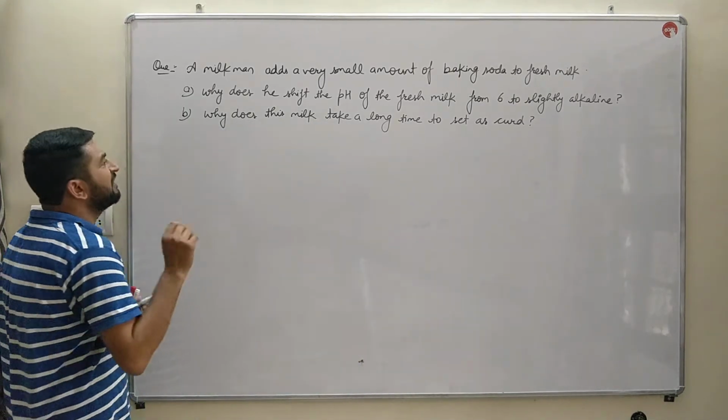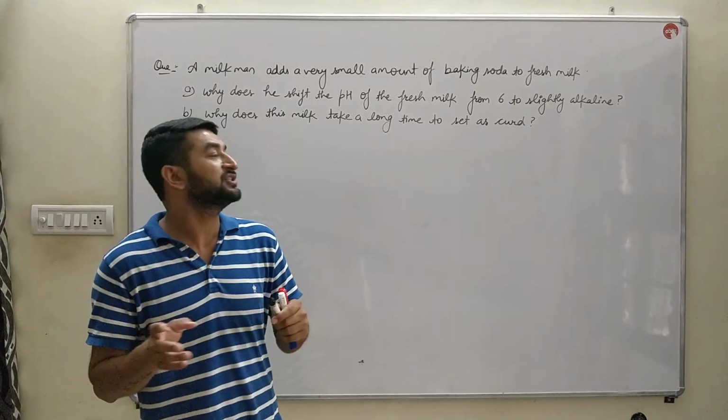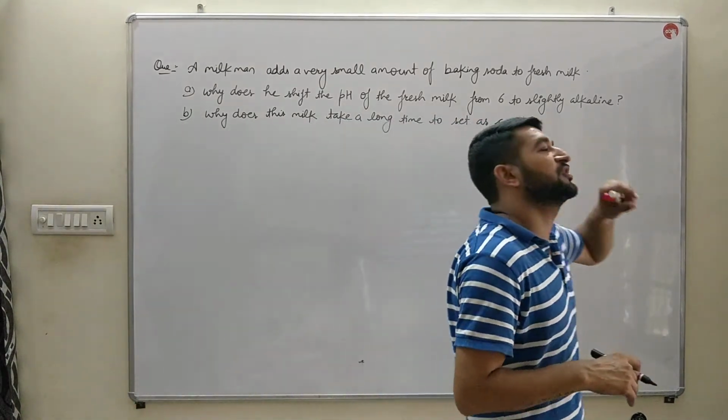The first question is, why does he shift the pH of fresh milk from pH 6 to slightly alkaline?